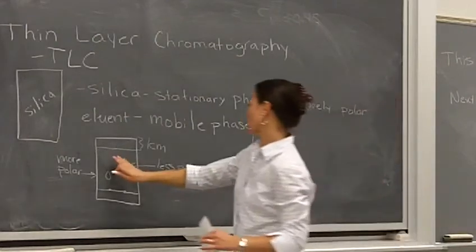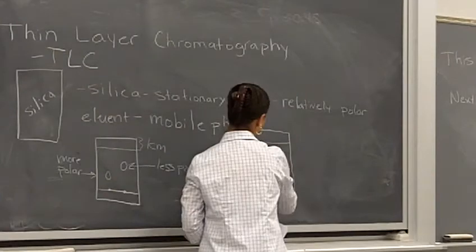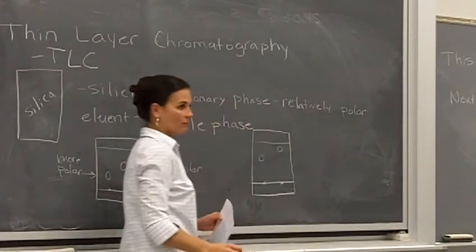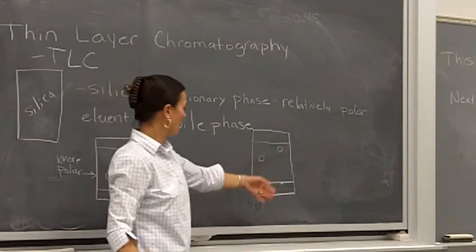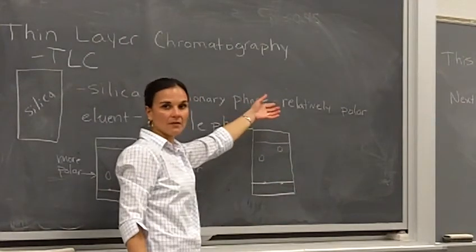So say this was our starting example. Then we made a more polar eluent. Then we could have something maybe like that, okay? So the more polar eluent made things travel higher on that TLC plate.